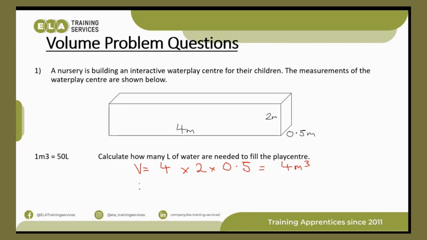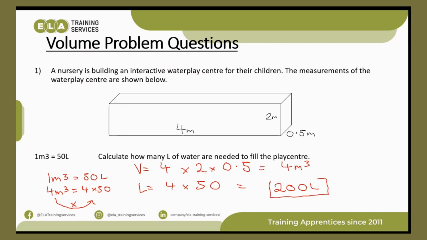Then to work out how many litres, we know that 1 metre cubed is 50 litres. And if we remember, whenever we've done any conversions, always from left to right multiply. So 4 times 50 then gives us 200 litres. And that would be a 2-step answer. It would be a couple of marks that you would gain, for working out the volume and then transferring to litres. So that's with cuboids.